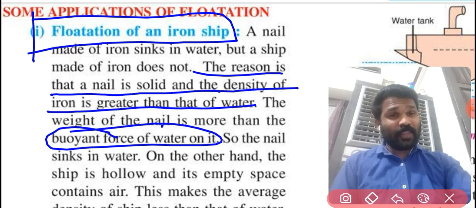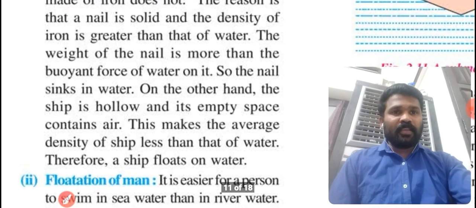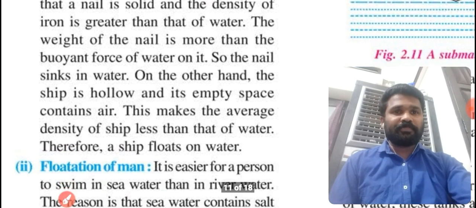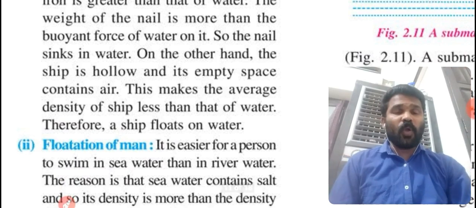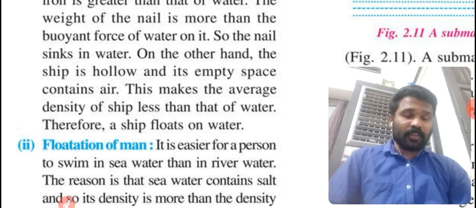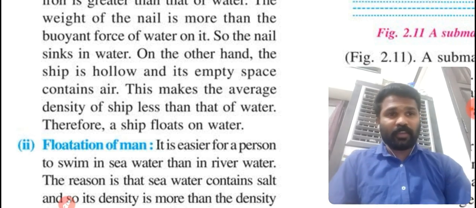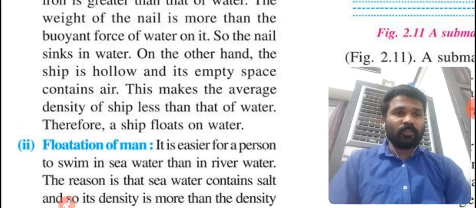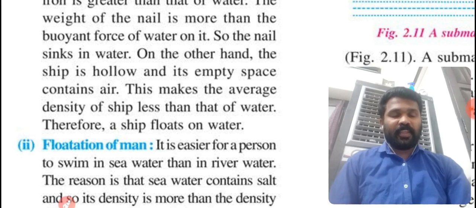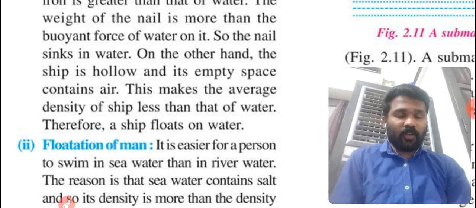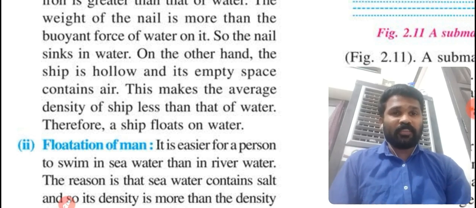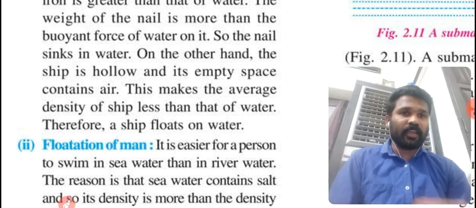Okay, students. On the other hand, the ship is hollow and its empty space contains air. Now we are going to discuss why the ship does not sink in water. The ship has a hollow shape. Its empty space contains air. This makes the average density of the ship less than that of water. Therefore, a ship floats on water.